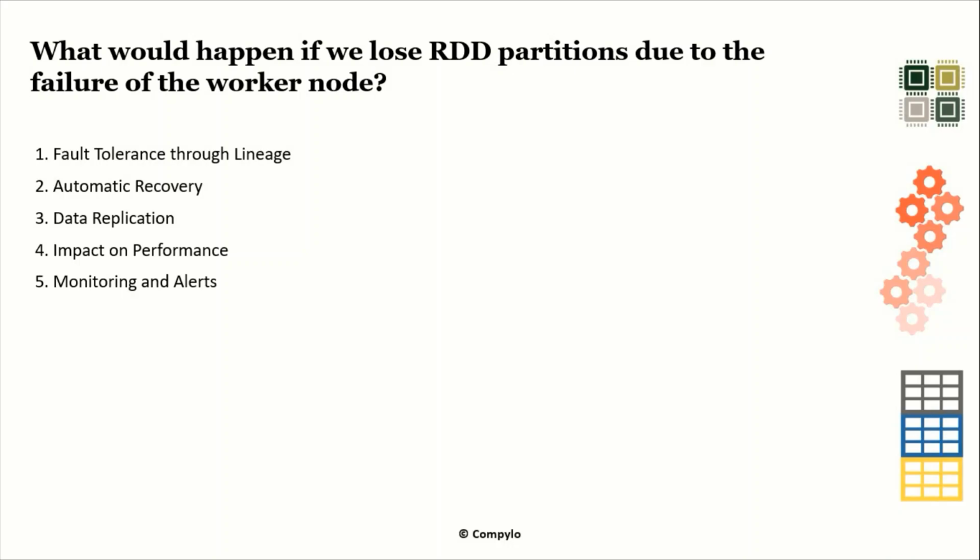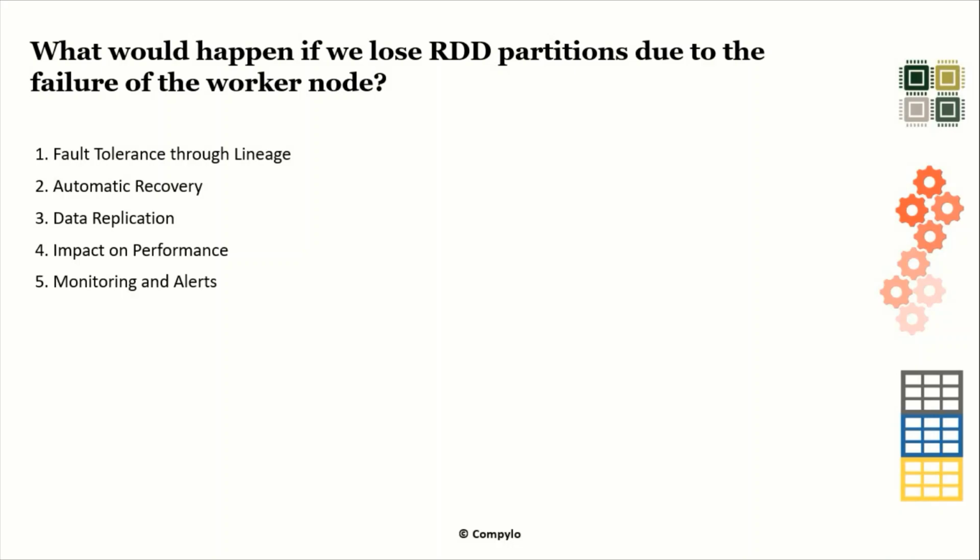When a worker node fails and an RDD partition is lost, Spark can re-execute the necessary transformations from the original data to regenerate that partition. This process is called recomputation. The recomputation is handled automatically by Spark. As a user, we don't need to manually intervene. Spark takes care of recovering the lost data. Although recomputing a lost partition may introduce some overhead, the process ensures that your application continues running without significant disruption.